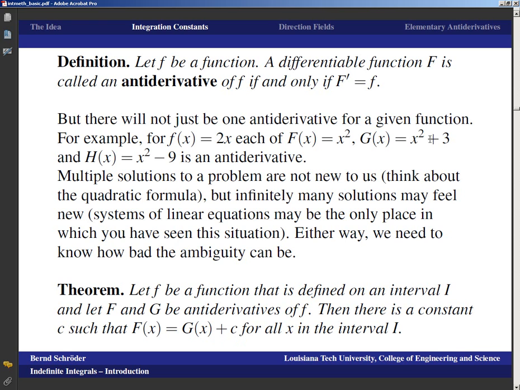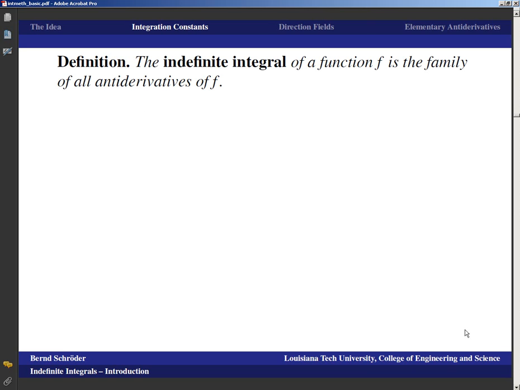So we've seen up here that the ambiguity in this example was that we could add constants, and this theorem down here tells us now that really adding arbitrary constants is all that the ambiguity is going to be, which is a bit reassuring then, certainly.